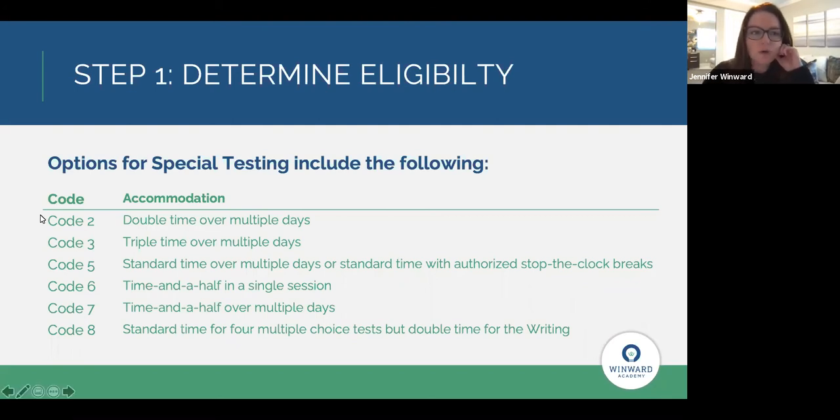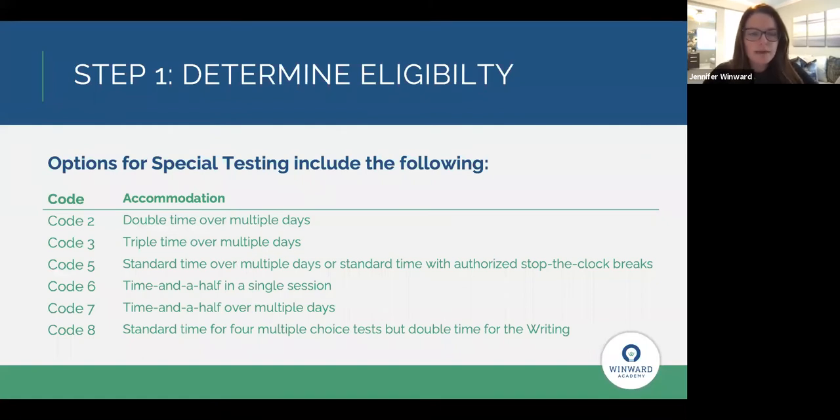Most families don't know about these other options, which is really important for you to actually know what is available that ACT offers, so that again, you can work with your school, you can work with a learning coordinator, you can work with whoever is your son or daughter's advocate, and make sure that you're applying for the correct code number when you originally submit your documentation.